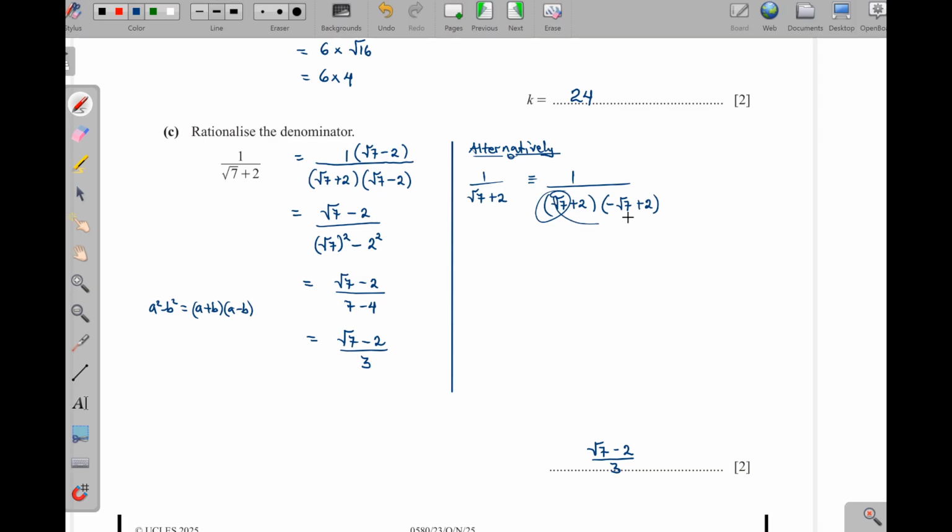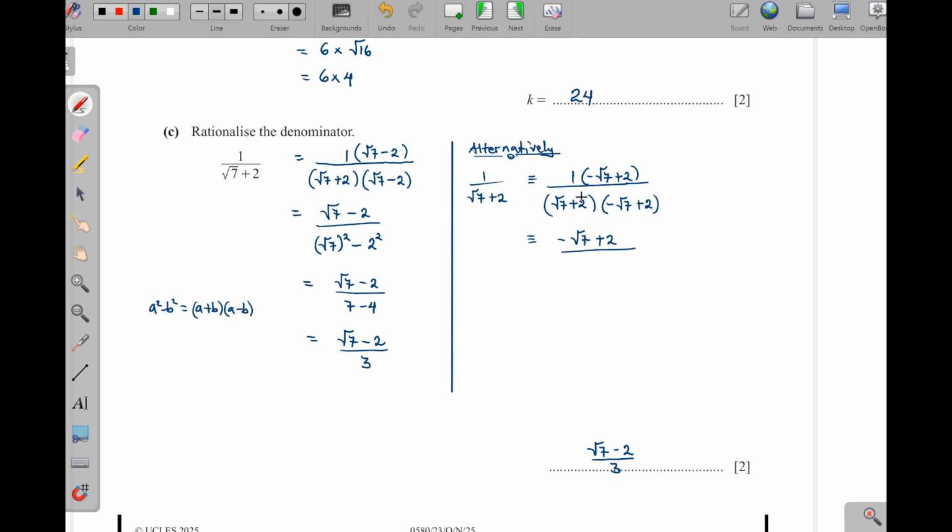You just change the sign of the what? The surd part. So you also do the same up here, because it's like you have done nothing. So minus root of 7, then plus 2. Okay, we continue the same process. So we have negative root of 7 plus 2.